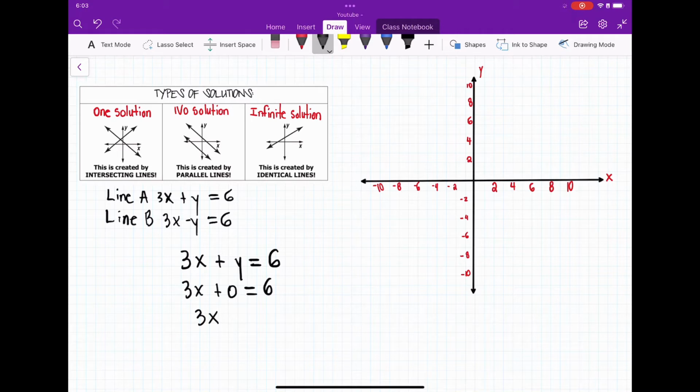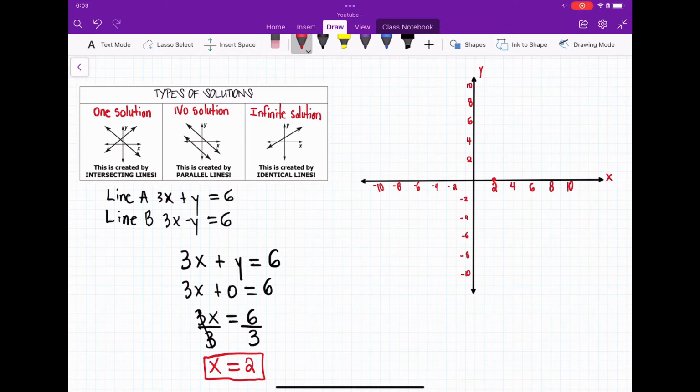So when I solve this first equation for x, I'm going to get 3x is equal to 6. After we divide by 3 on both sides, we're going to get x is equal to 2. And I'm going to plot that point on the graph. So we plot our point at 2.